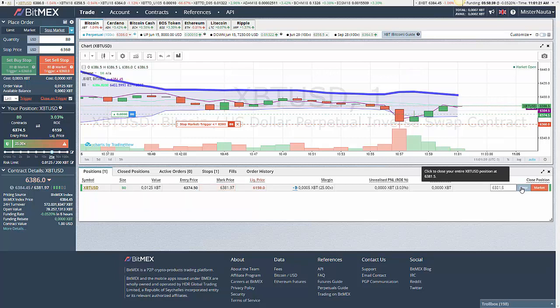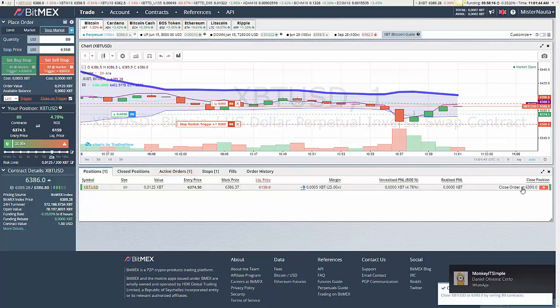I'm not going to stay on the computer for long, and I want BitMEX to close my position automatically when the price reaches, let's say, 6390. Okay, so I can just put here 6390 and click close. So it will add a close line there. Look, here I have my close line and my stop line.